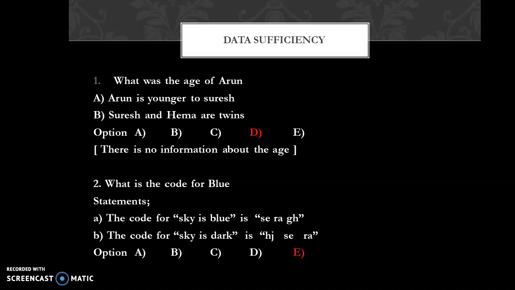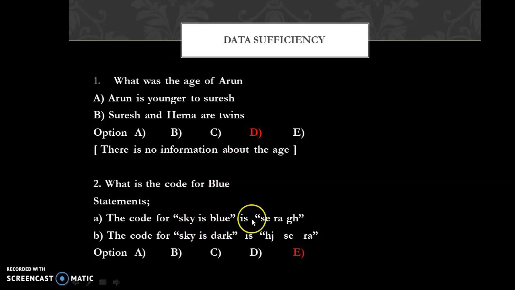Then the next question. What is the code for blue? Statements are given. The code for sky is blue is SCRAGH. The code for sky is dark is HJSCRA. This is the information given in the question. Let's look into that. In both of these statements, it's coming skies. So what is the code for skies that you want to identify?